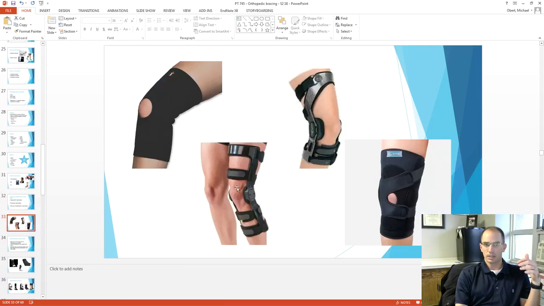As you can see, this here is the post-op brace. It has a little bit more control. You can see it goes higher up on the thigh than this one over here, and it goes lower down on the shin. So it provides a little bit more control, and that provides a little bit more protection for when those structures are healing after a surgery or after an injury.